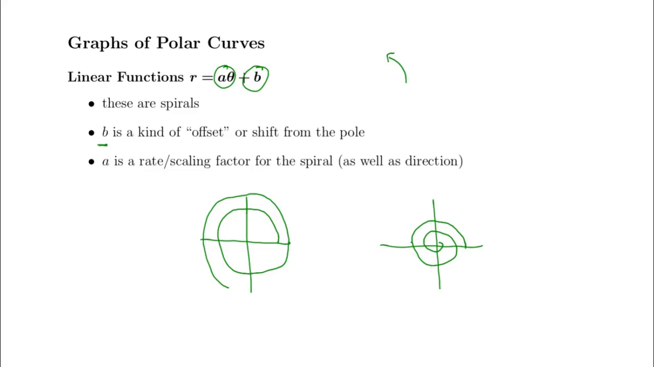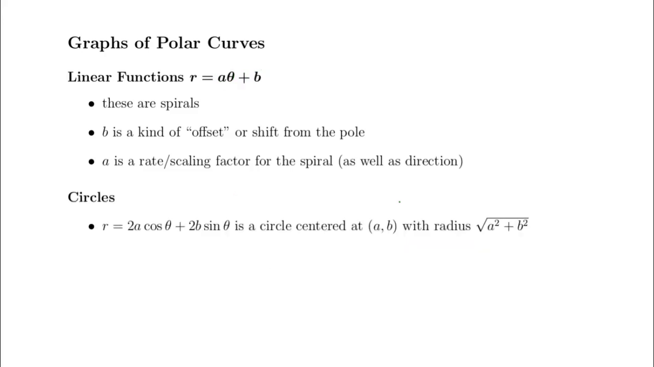So hopefully that's helpful to see a little bit about what's going on with that. We also can look at general circles here. r equals 2a cos theta plus 2b sine theta is the general form of a circle centered at the point (a, b) with the radius of the square root of a squared plus b squared. Ugh, that's kind of awful.